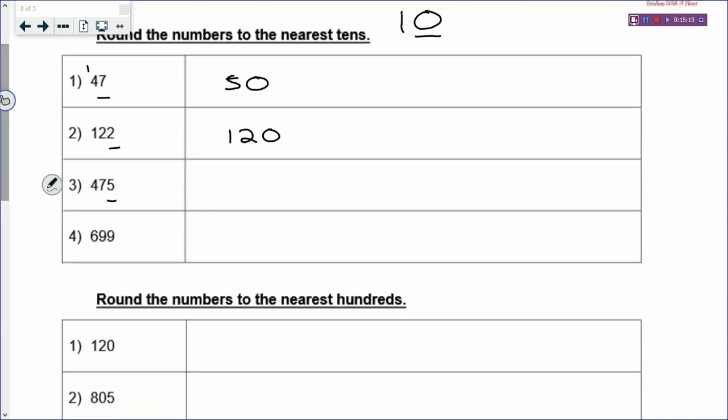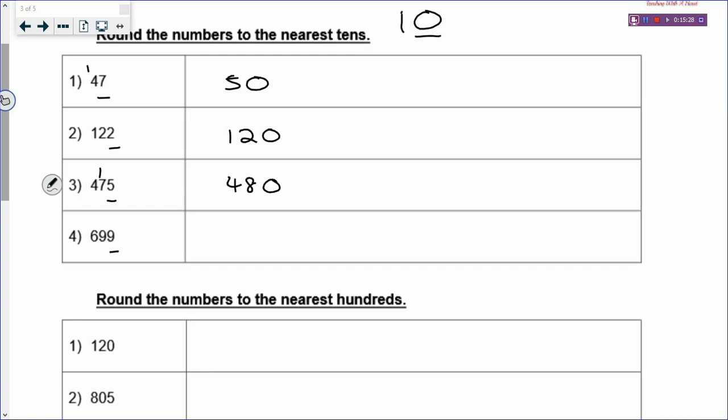All right, now next one, 475. Look at the last digit. Is it 5 or bigger? Yes, so you add 1 on the next digit, and you will get 48. And the last digit must always be a 0 because nearest tens, right? Tens has 1 zero.